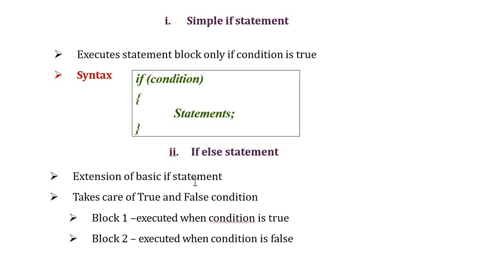The second one is the if else statement. This is an extension of the basic if statement. It accounts for both true and false conditions. In the if statement, the block is executed only when the condition is true, whereas here we check for both true and false conditions. For each condition, we have a block of code to be executed. Say the condition is true, then block 1 is executed. If the condition is false, then block 2 is executed. That is your if else statement.